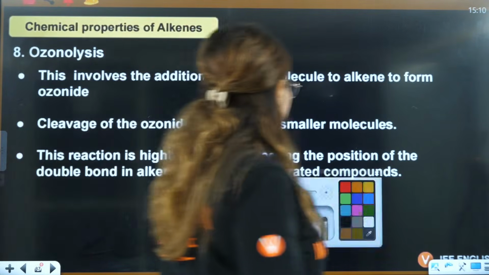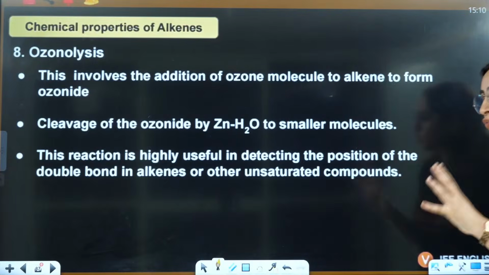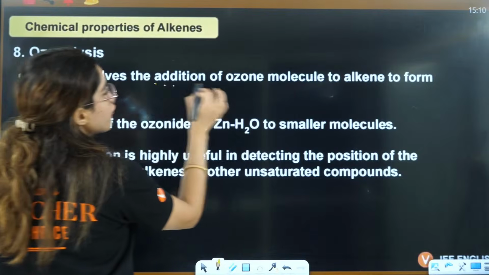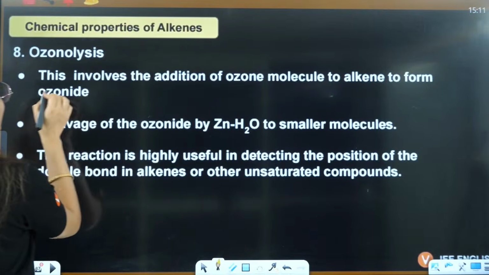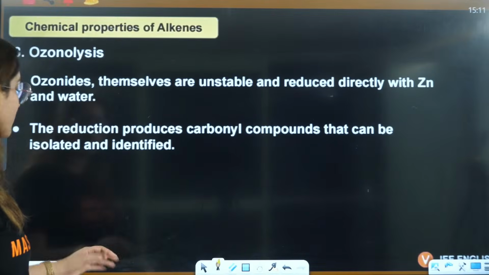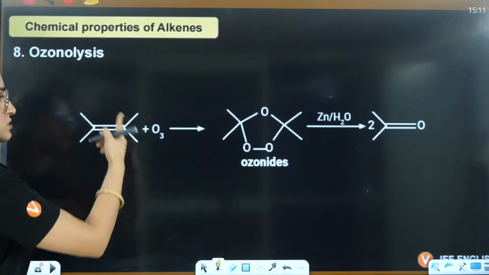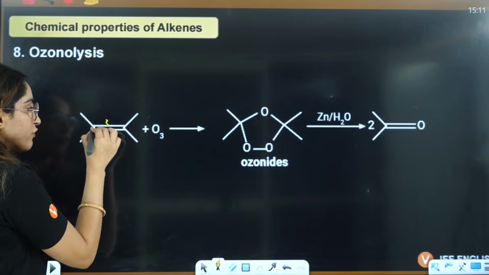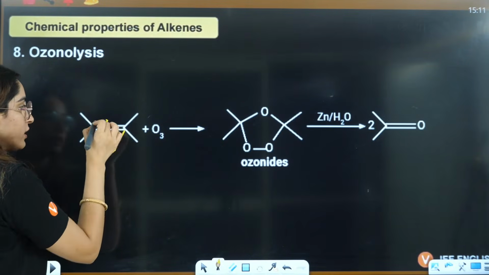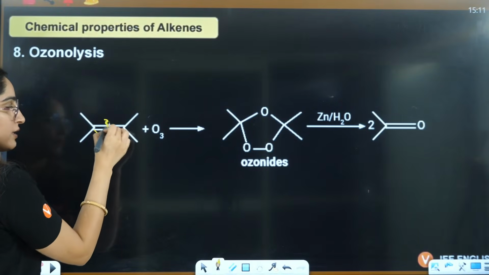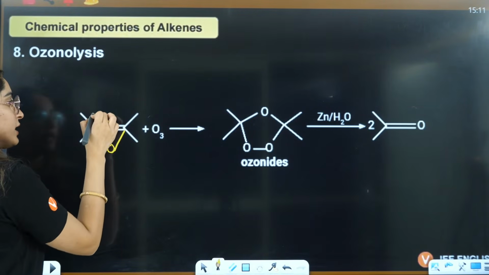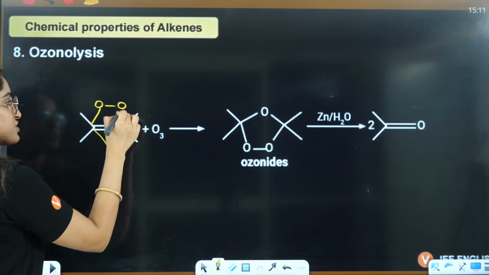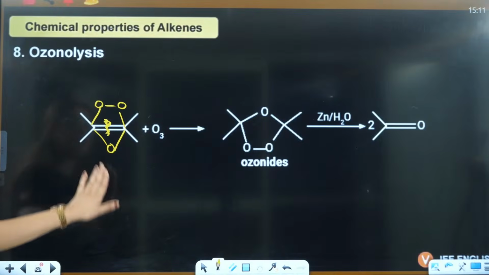Next, guys, we have ozonolysis. It is quite similar to what we have done just now, right? This involves addition of ozone molecules to the alkene to form ozonide. So what is ozonide? Let's talk about that. So this is ozone. When you add O3 here, one pi bond will break, you will have OO here. Another pi bond, and two bonds will break here, and here you will have oxygen. This kind of situation you will have, right?